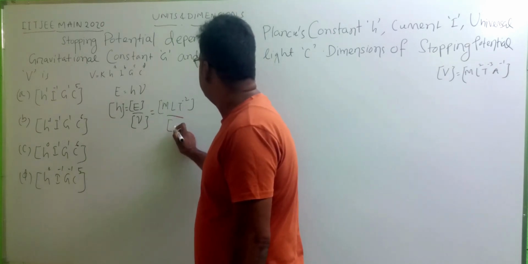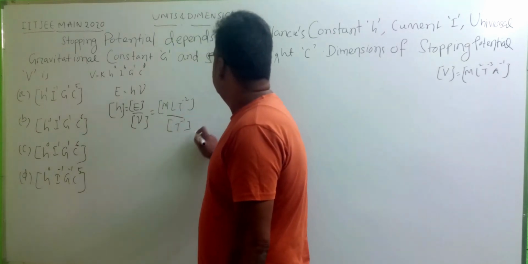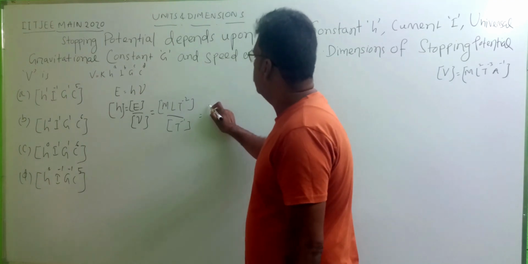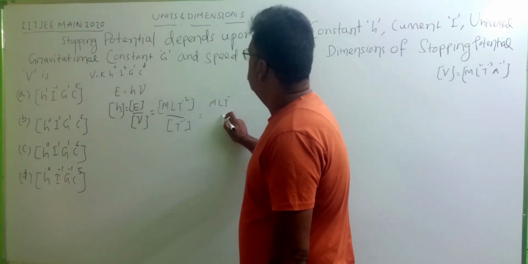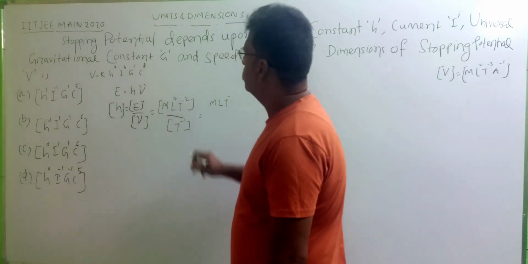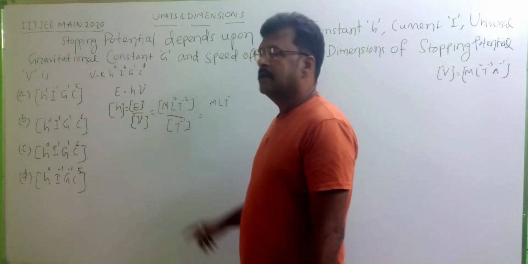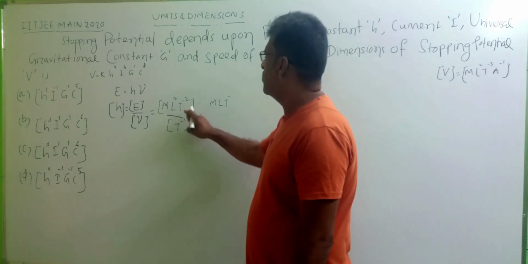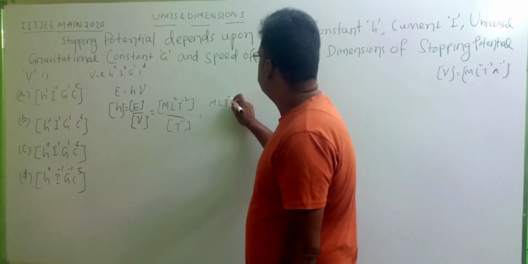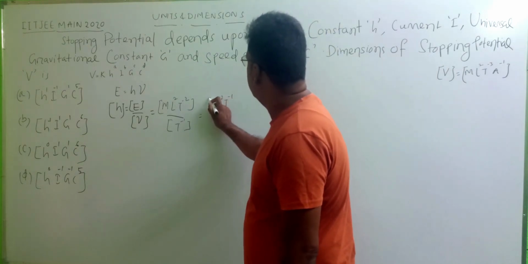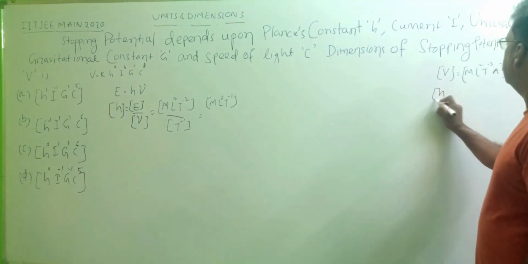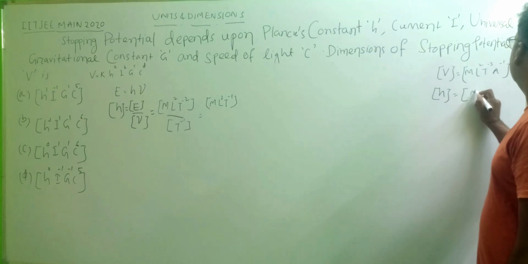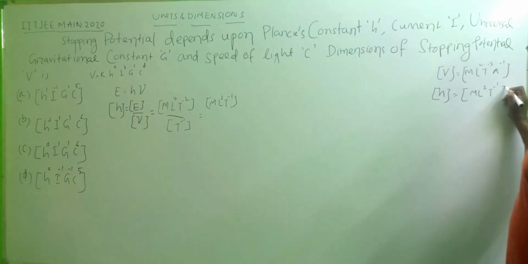That is, you know, inverse of time period, so T minus 1. And this becomes, sorry students, this is ML² T minus 2. Every form of energy has dimensions ML² T minus 2, which is same as work. So this becomes ML² T minus 1, the dimensional formula for Planck's constant h. We write it here, ML² T minus 1.